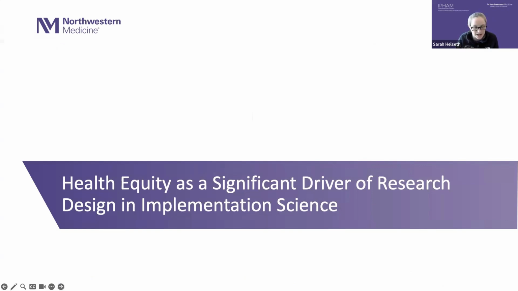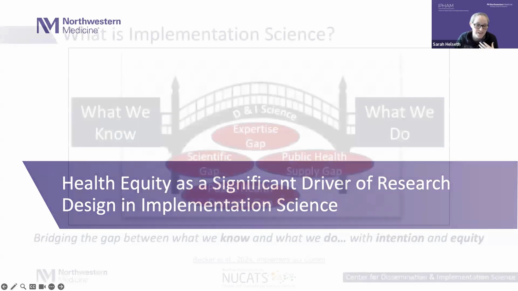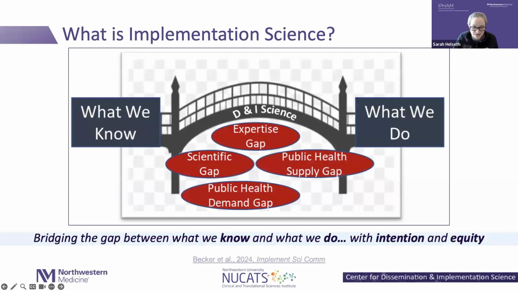When we're talking about how to be more intentional about centering health equity in your work, we think that design is a really important time to consider the health equity implications of your work. So this is the D&I bridge. We've been talking about this bridge throughout the course. And in this case, we want to really think about how can implementation science be about anything other than equity?